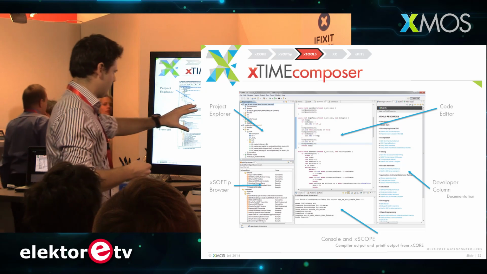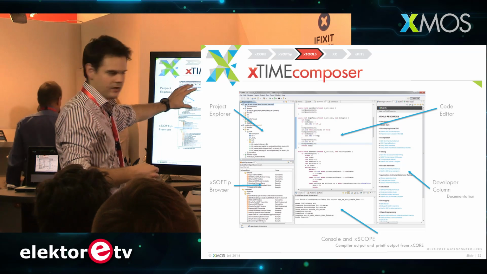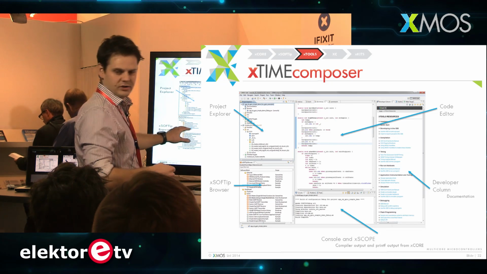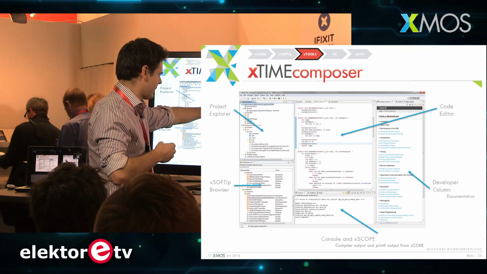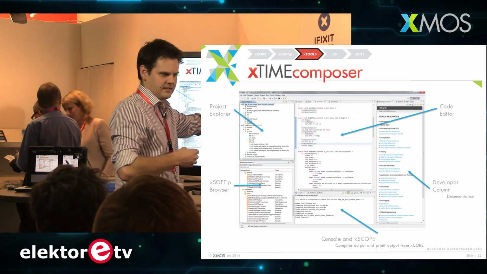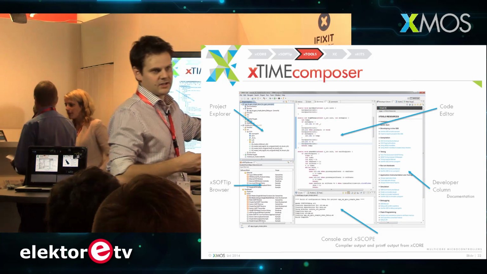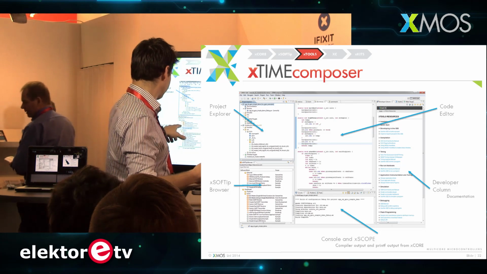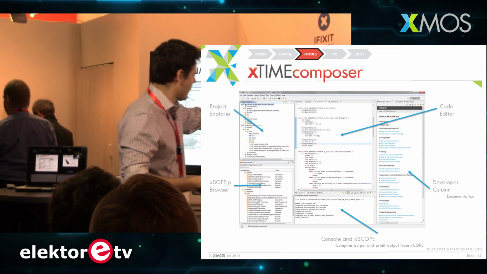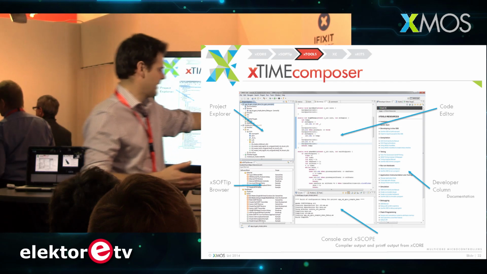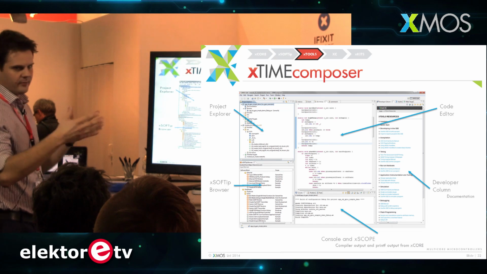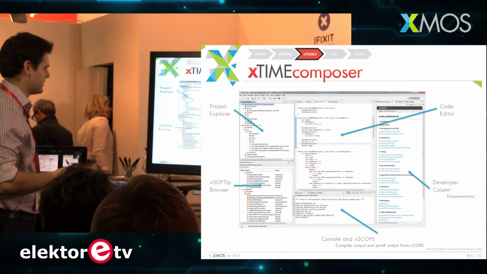So this is the development environment here. We have all of your source code here on the left. This is the xSOFTip, so these are the blocks you can use in your design. Your code window, console and Xscope so you can get trace. And this is the developer column. So this links into the documentation on the website. So for instance, if you click on the SD-RAM interface, you want to know how to use it. In this window, the documentation will appear and links to examples and other projects so that you have all the information you need in the development environment as you need it.